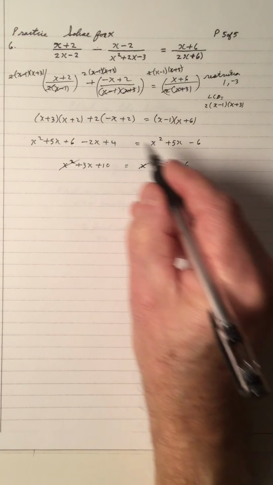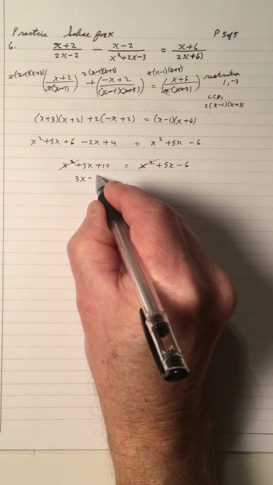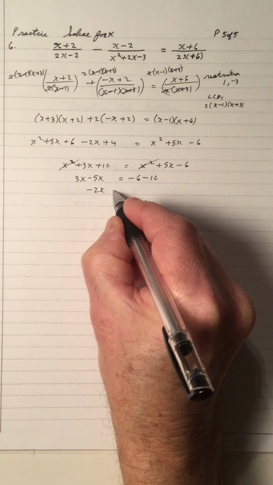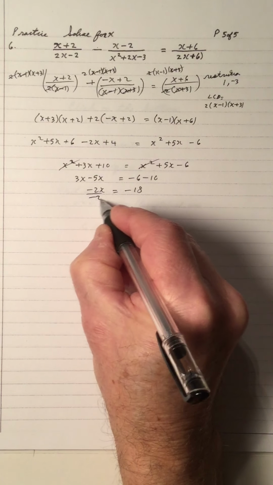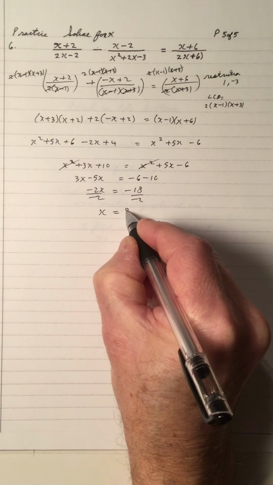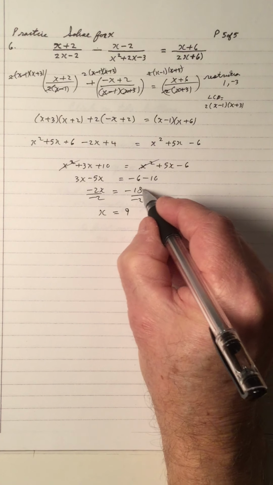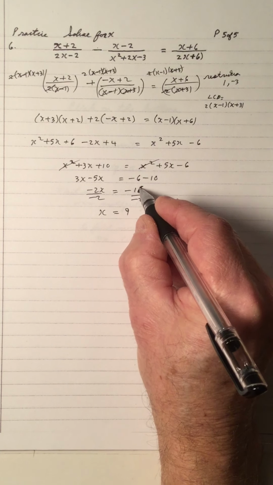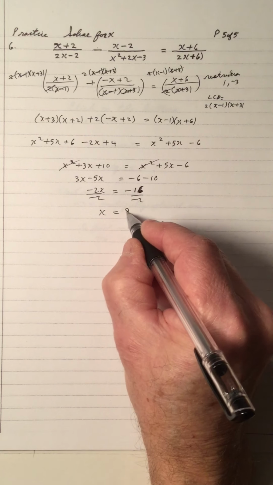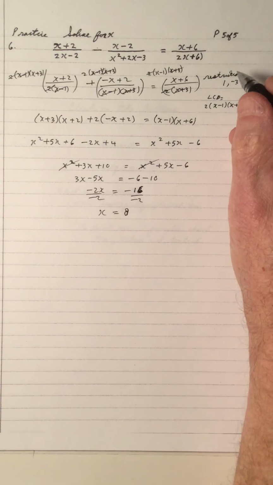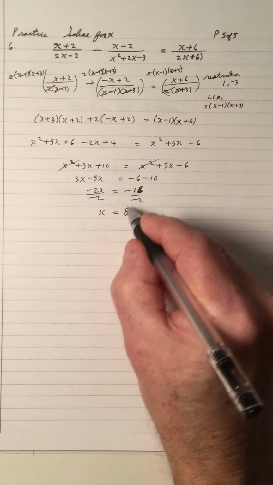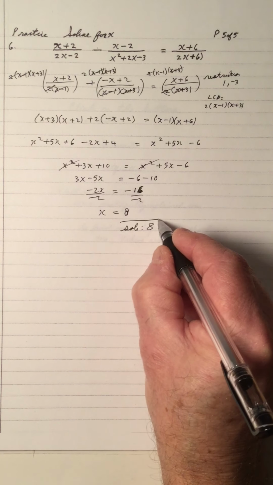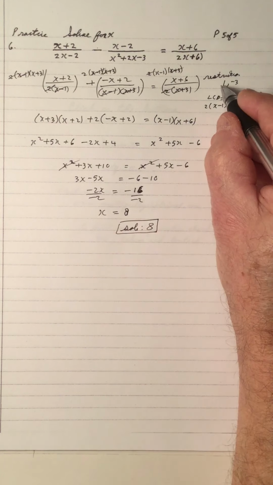Now, the x squareds cancel because they're on each side. So I have a 3x minus 5x equals negative 6 minus 10. Negative 2x equals negative 18. Divided by negative 2, x is 9. Oh, see what I did? Added 6 and 10 and got 18. It should have been 16. So that's a plus 8. The restrictions are 1 and negative 3. 8 is my solution. So the solution to this problem is 8, because this solution is not one of the restrictions.